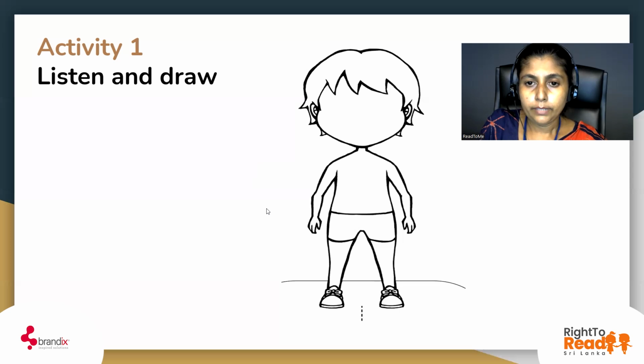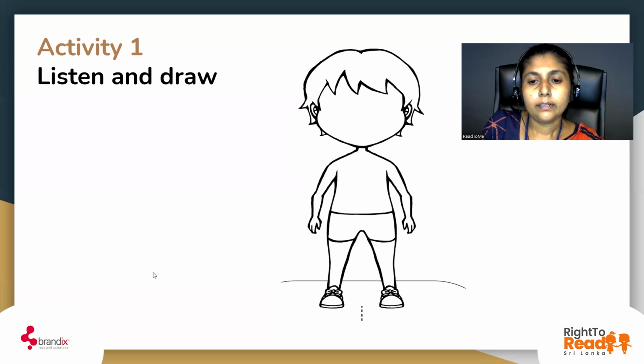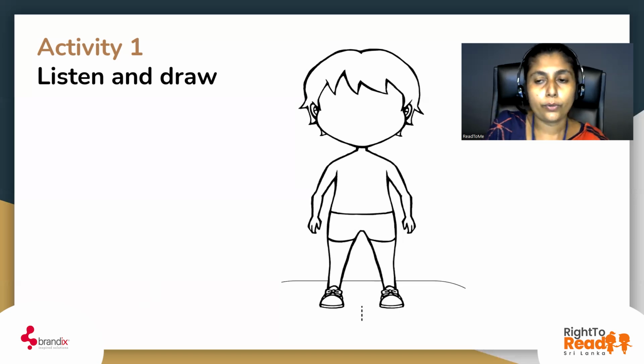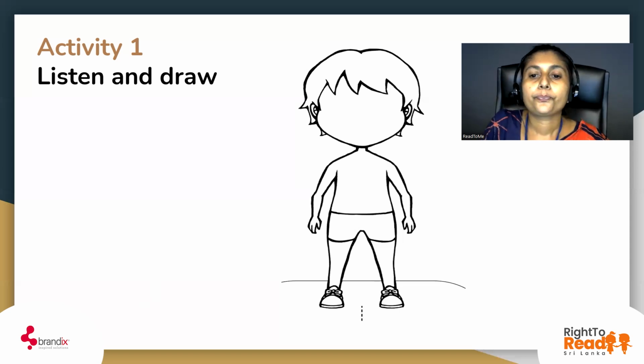This boy, we have to put some clothes on. Draw a shirt. Draw a purple shirt. He is wearing a purple shirt. Then a short, a light blue short. He's wearing a light blue short.